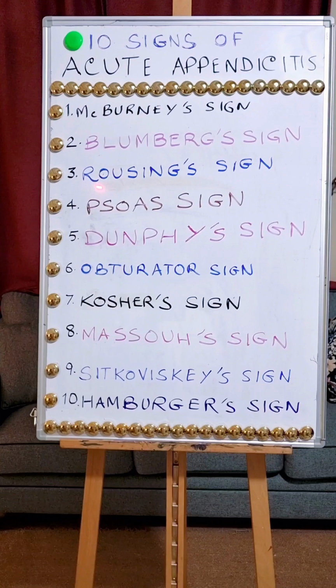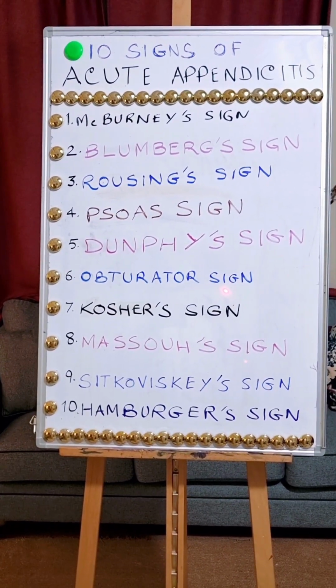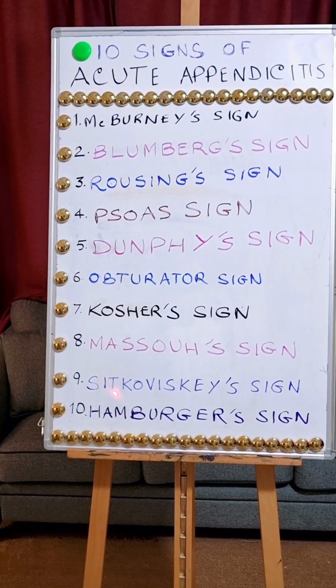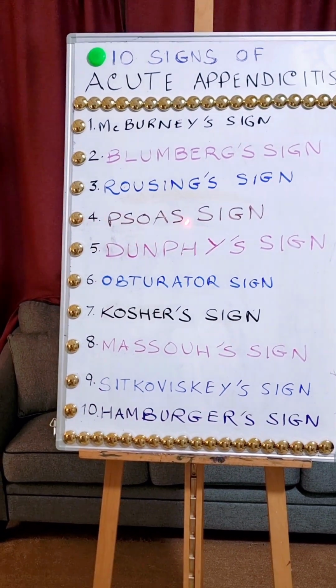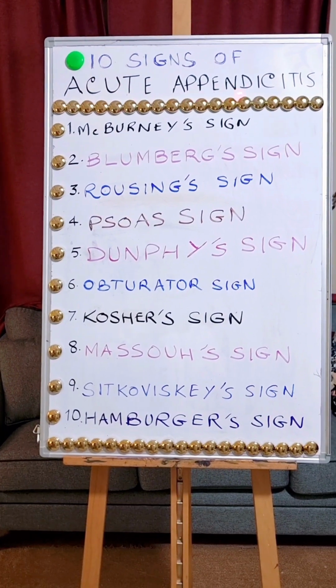Then there is the Mesu sign, which is a very interesting sign, where the examiner with the help of index and middle fingers sweeps from the xiphoid process first to the left iliac fossa and then to the right iliac fossa. The patient will have pain and will grimace on the right side.